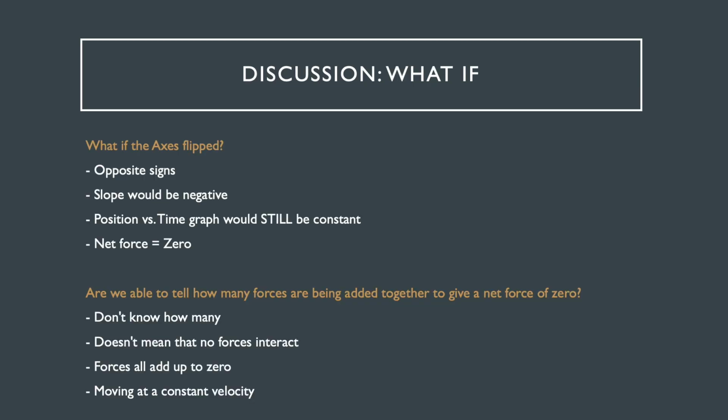And what if the axes were flipped? Of course, there'd be opposite signs. The slope would be negative. Position versus time would still be constant, and there would be a net force of 0. And are we able to tell how many forces are being added together to give a net force of 0? We would not be able to, but this does not mean that there are no forces interacting.